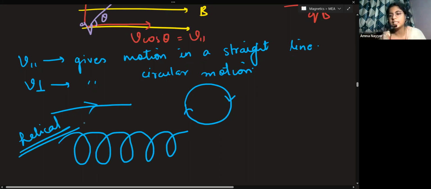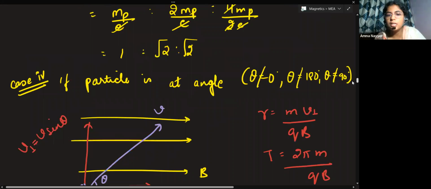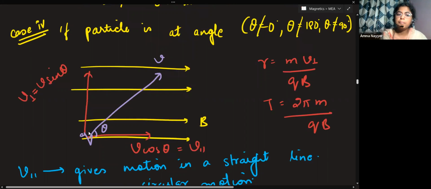So in the last case, you rarely get numericals. If you do, you have to use V perpendicular, but mostly a theory question comes to draw the path. So see what will happen. If this is the charged particle, V parallel will give it a forward motion, V perpendicular a circle, V parallel forward, V perpendicular circle, and so on. Helical motion will be given.